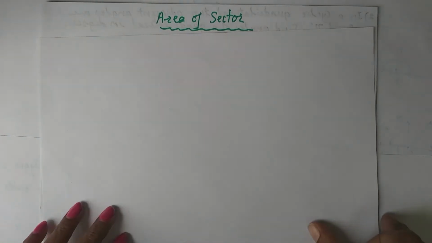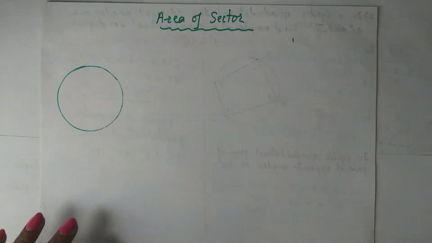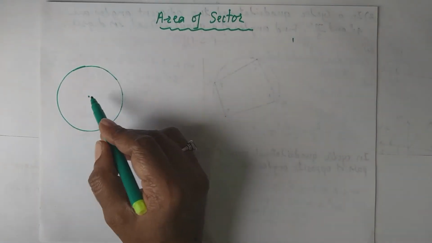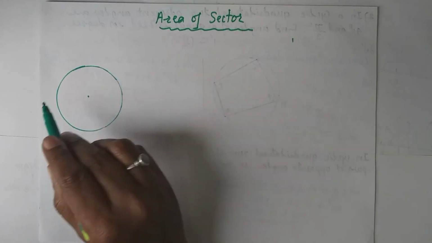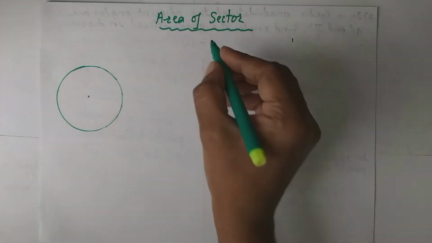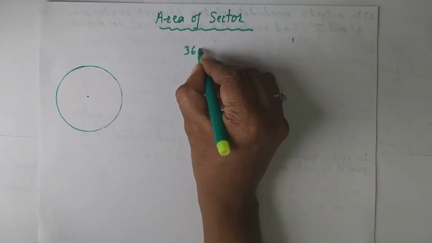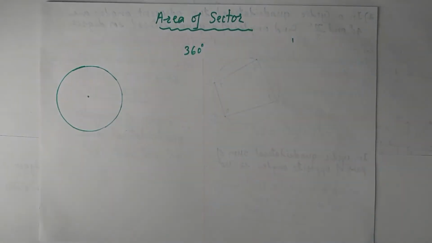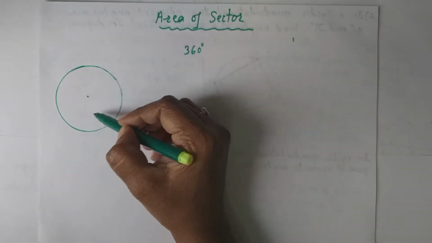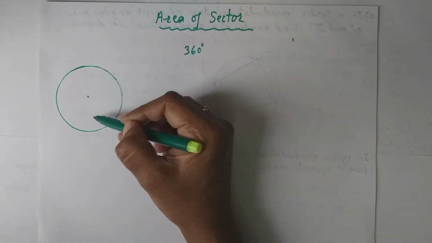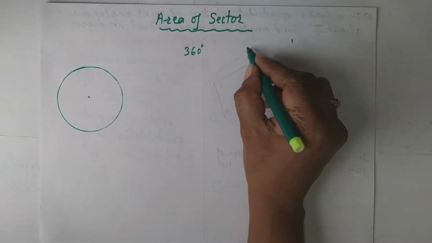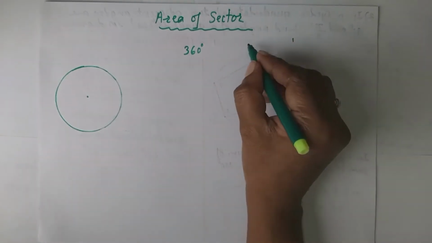Dear students, today we will see area of sector. Let's see what is meant by area of sector. Consider this circle. If there is one complete rotation, then an angle of 360 degrees is formed. And what will be the area of this region then? Then the area of the region is nothing but the area of the circle.